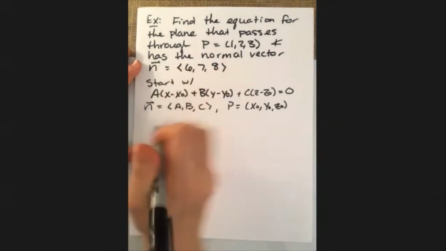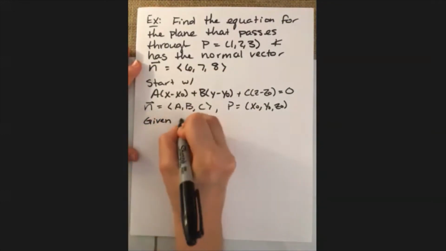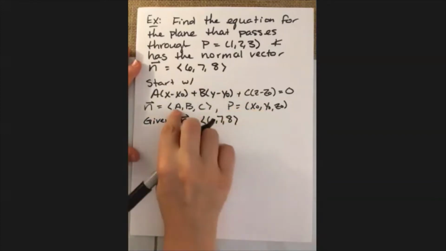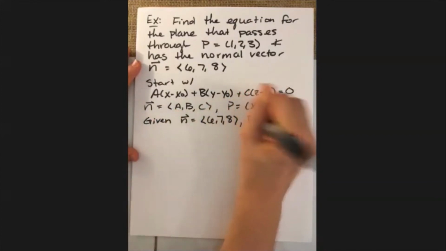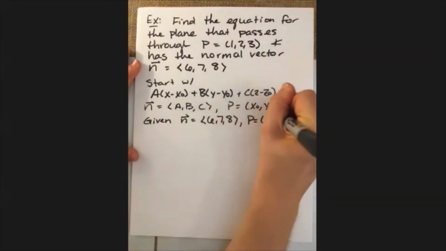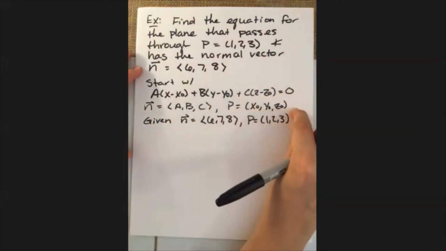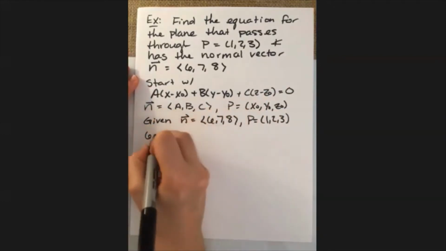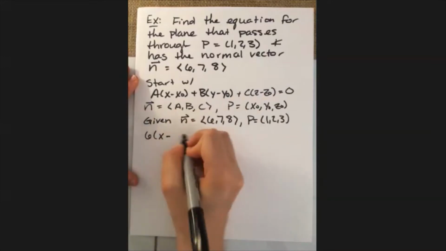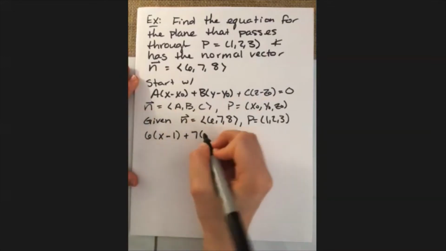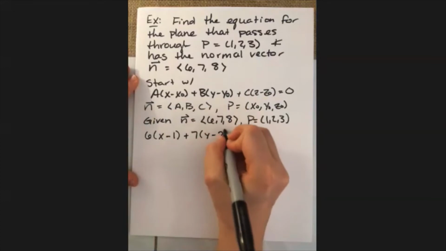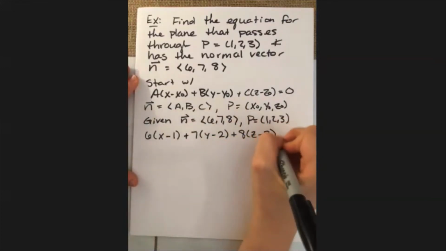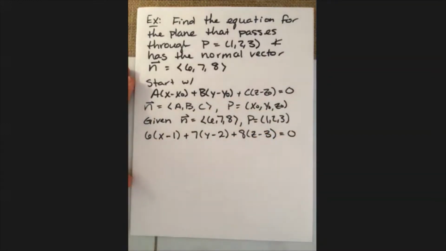So we're given n. That's the (6, 7, 8). So these are going to go in for a, b, and c. And we're told that P is equal to (1, 2, 3). So those are going to go in for the x naught, y naught, and z naught. So what we get for our equation then is going to be 6 times (x minus 1) plus 7 times (y minus 2) plus 8 times (z minus 3). And then all of that's equal to 0.